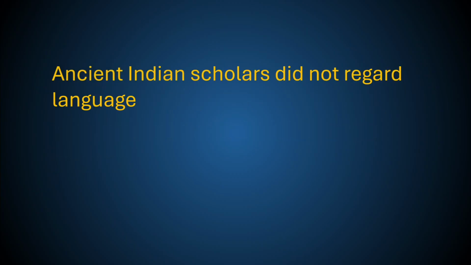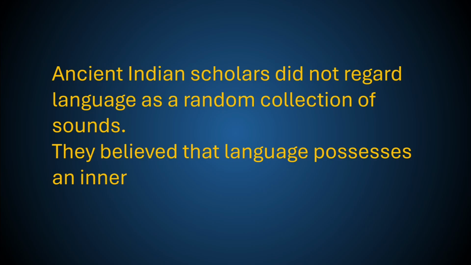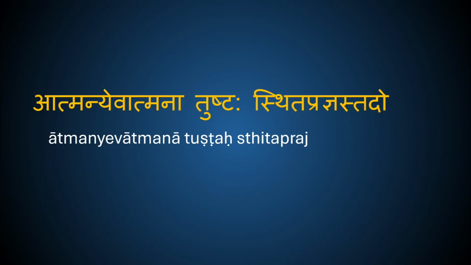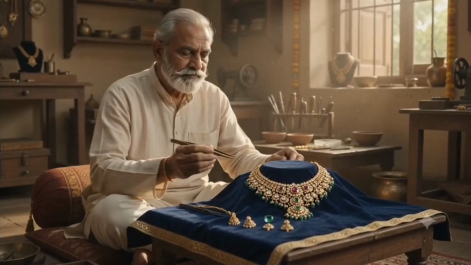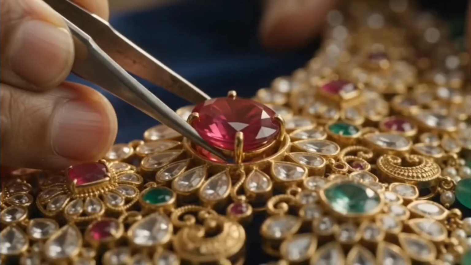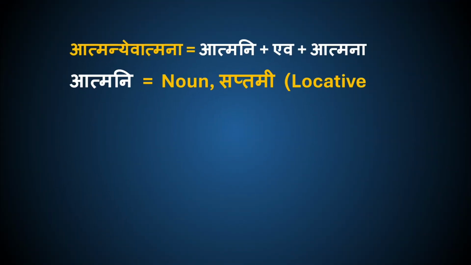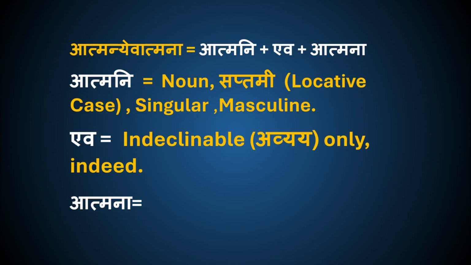Ancient Indian scholars believed that language possesses an inner order. They take a spoken sentence, cut it open, separate the nouns from the verbs, peel back the suffixes, and show you the raw, pure root of human thought underneath. Just as a skilled jeweler separates a necklace into individual gems to understand its craftsmanship, the grammarian separates words into their smallest meaningful components to understand how language works. This is why the science is called Vyakarana, systematic analysis.